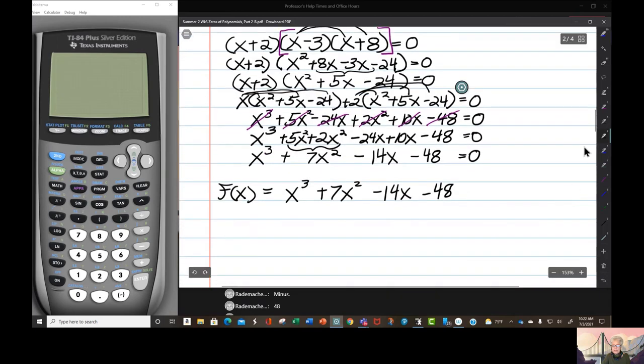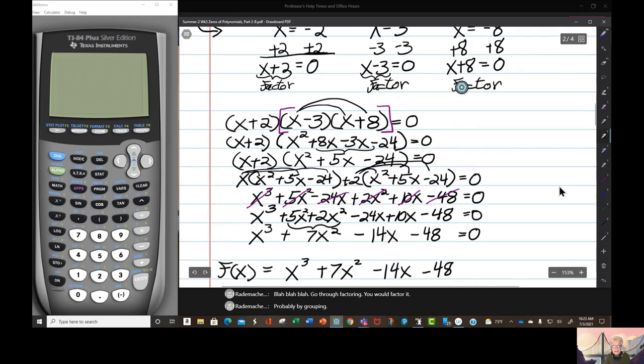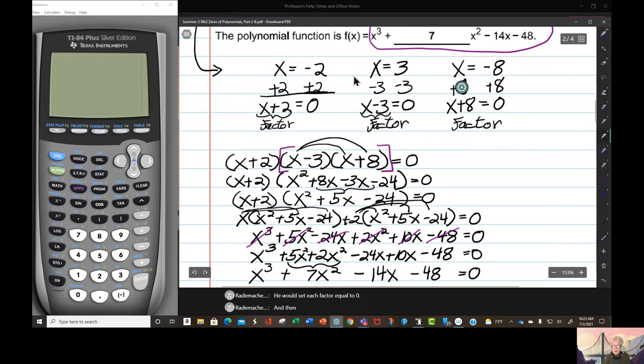Now look at this. These are all of our steps to finding the zeros backwards. You would start with this. You would change it to this. You would go through factoring. You would factor it, probably by grouping. You would set each factor equal to 0, and then you would solve for x. And these are the zeros. Only now we're starting with the zeros.